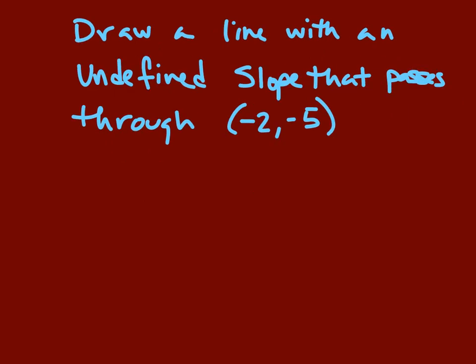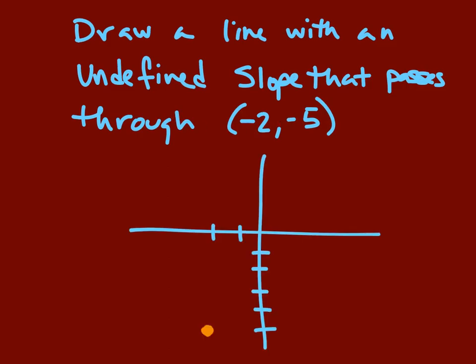Okay. On my last example, I want to draw a line with an undefined slope that passes through the point (-2, -5). Now what I've done is I've plotted the point (-2, -5) in quadrant 3. Now what I want to do is draw a line with an undefined slope, and I just know that that's a line that goes up and down. Okay? Remember that we have 4 kinds of slope: positive, negative, 0, or undefined. Okay? And so because it's undefined, I just want it to go straight up and down.